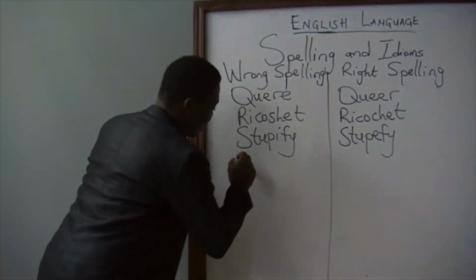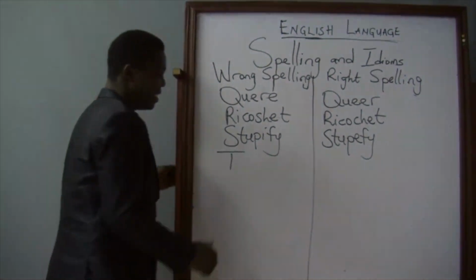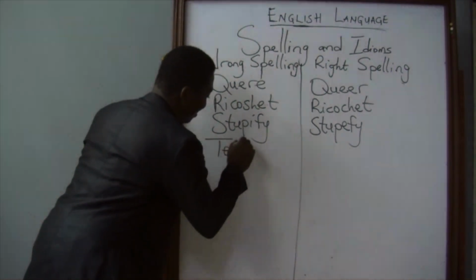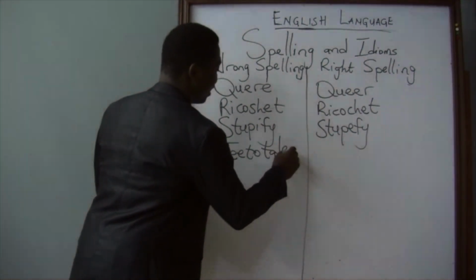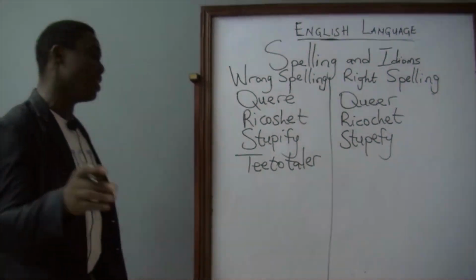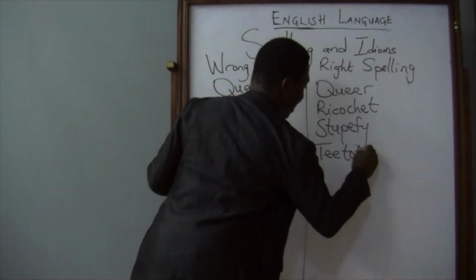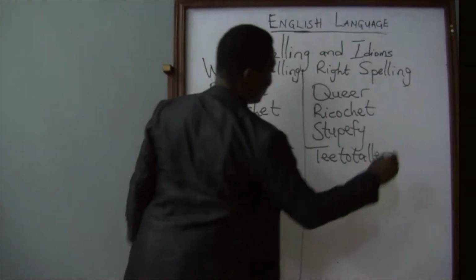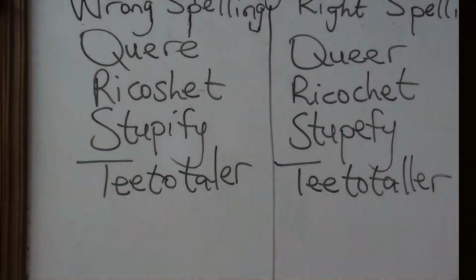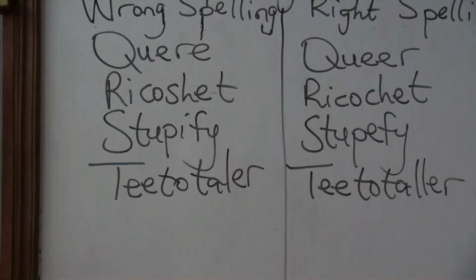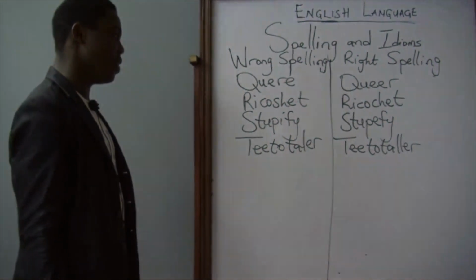And now we will take a word beginning with T, and that will be teetotaler. Oftentimes people misspell this. You have all kinds of wrong spelling, but it should be spelled as T-E-E-T-O-T-A-L-L-E-R. And teetotaler simply means a non-alcoholic person. The person detests alcohol. That is a teetotaler.